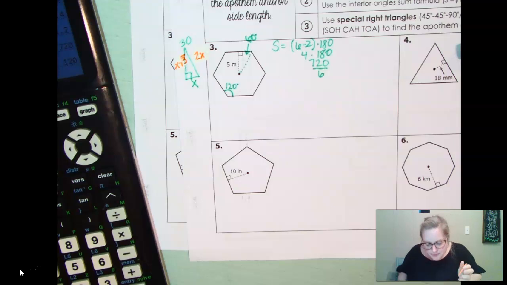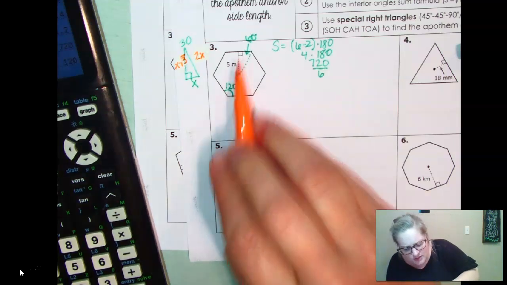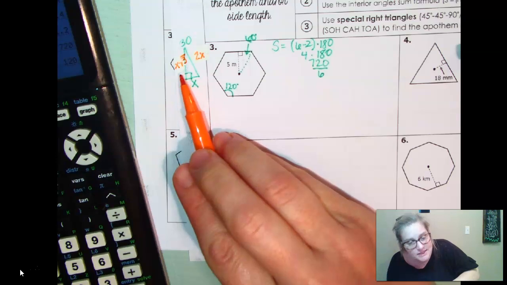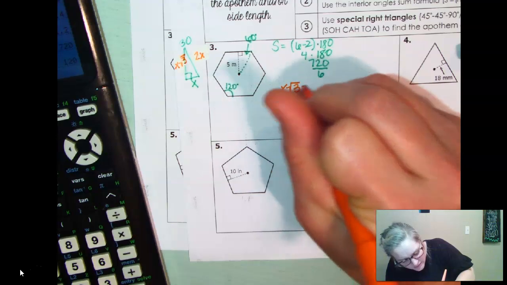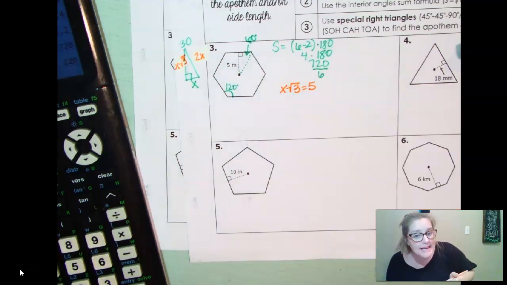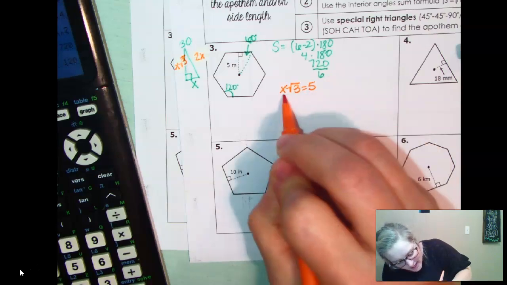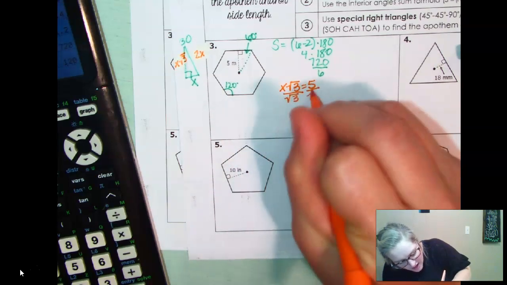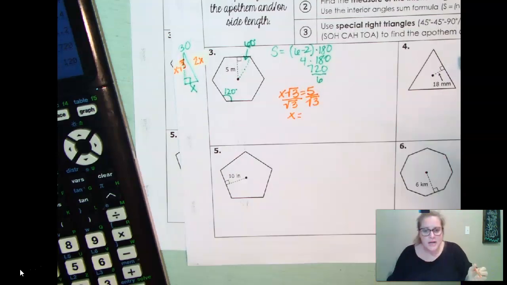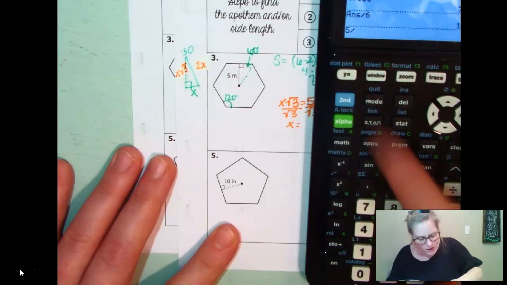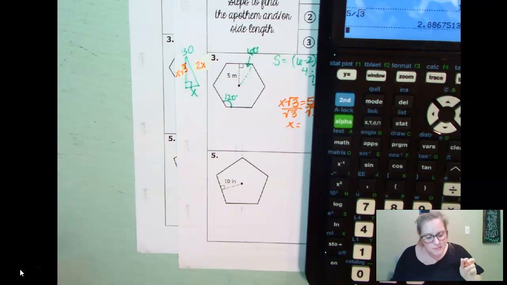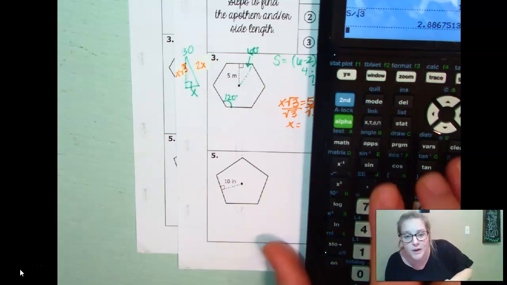All right, so we know the leg. So we know that 5 equals x square root of 3. Well, what we need to know is x. So I'm dividing by the square root of 3. Now, there's no need for me to rationalize the denominator. We're working with decimals, so I'm going to take my calculator and say 5 divided by the square root of 3. That gives me 2.88, and I am going to round that to 2.89.